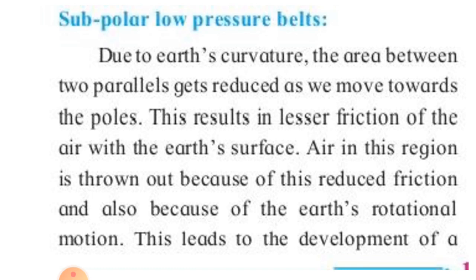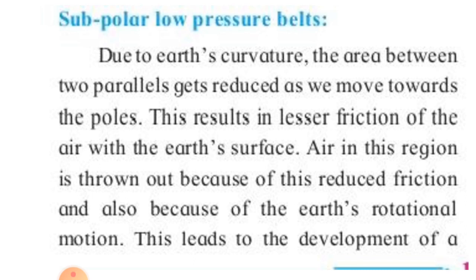Subpolar low pressure belts. Due to the earth's curvature, the area between two parallels gets reduced as we move toward the poles. This results in less friction of the air with the earth's surface. Air in this region is thrown out because of this reduced friction and also because of the earth's rotational motion.